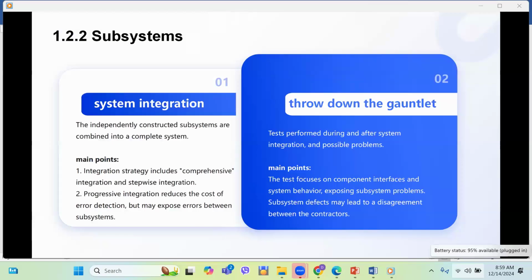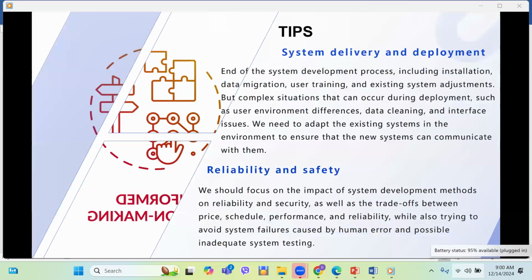Testing is performed during and after system integration to find possible problems. Main points: the test focuses on component interfaces and system behavior, exposing subsystem problems. Subsystem defects may lead to a disagreement between the contractors. There are some tips. System delivery and deployment.